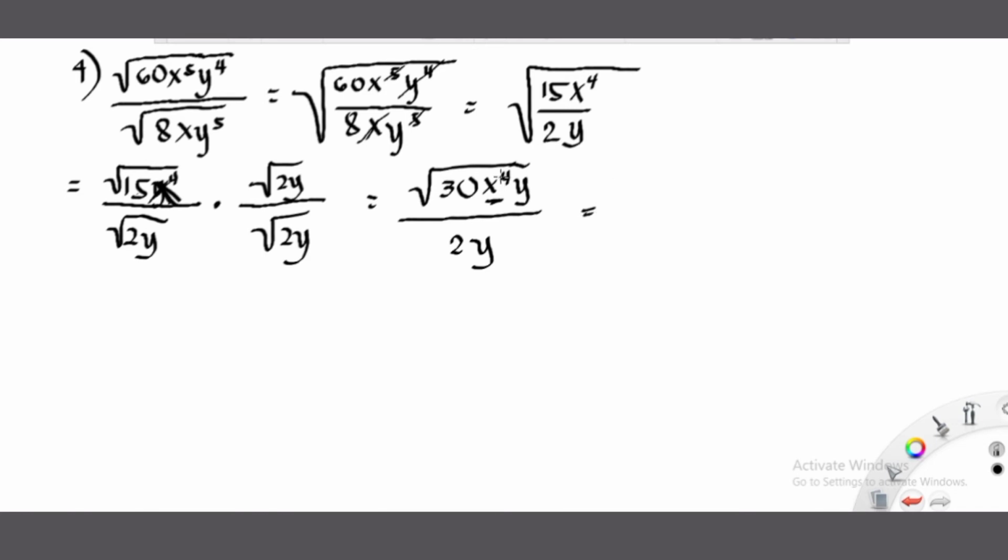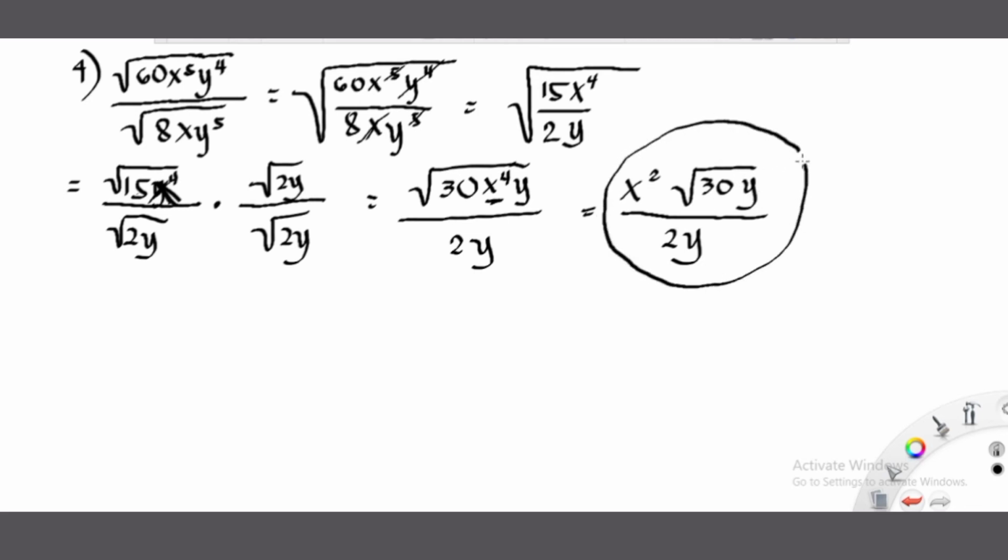Okay? So, x to the 4th, exponent is 4 divided by the index, which is 2. 4 divided by 2, so that's 2. It means to say may lalabas na dalawang x or x squared. So, wala na to. And then, there's nothing to be simplified pa. So, just copy the square root of 30y all over 2y. So, tignan natin doon sa mga terms na nasa labas. May masisimplify pa ba? X squared at saka 2y. So, wala na. Means to say that this is our final answer.